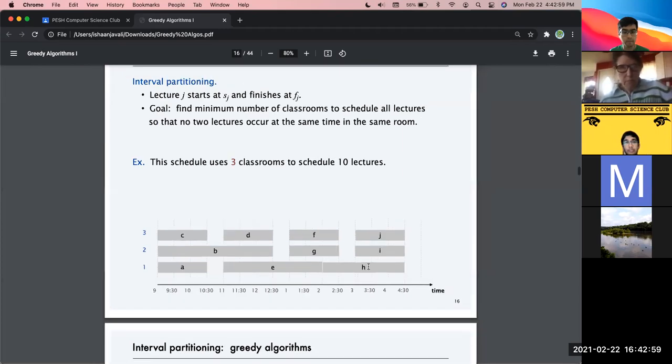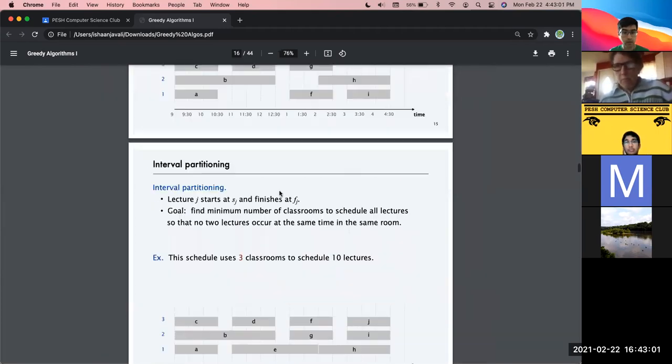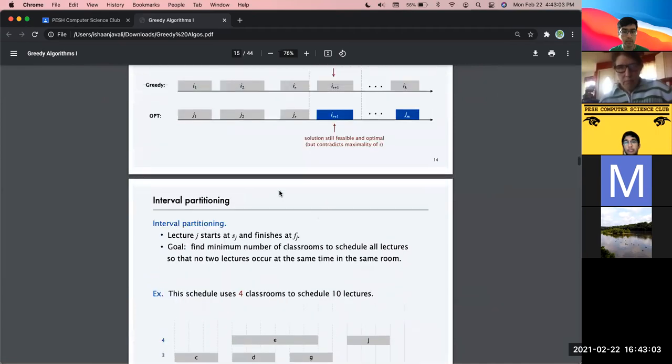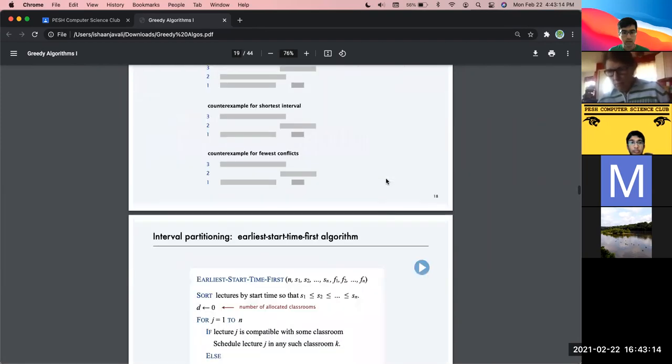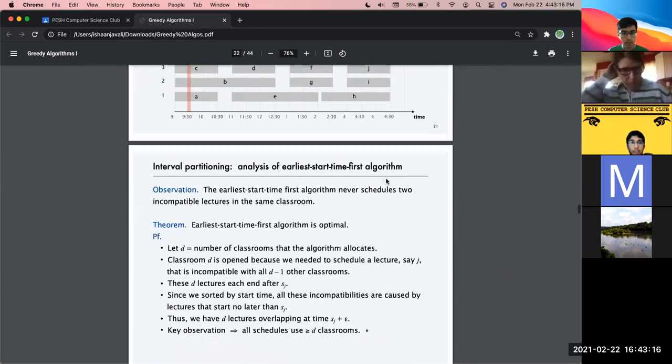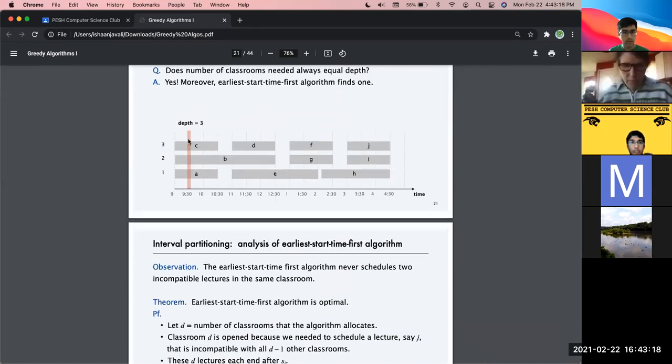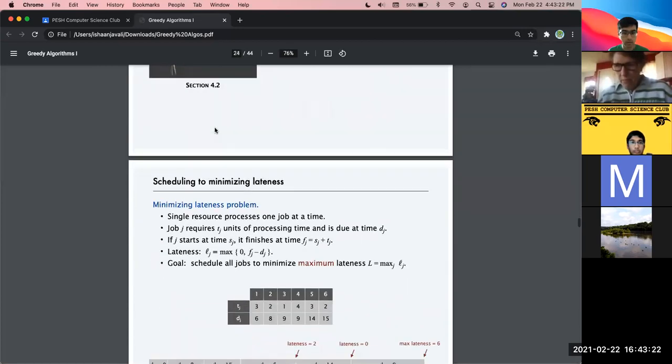And so for this particular problem of figuring out the minimum number of classrooms that we need, the earliest start time is going to be the answer. That's going to be how we sort the intervals and process them. And there's one more example we're going to cover today. Yeah, this is what Matthew was talking about, the depth of the intervals, like the maximum number of overlapping intervals.